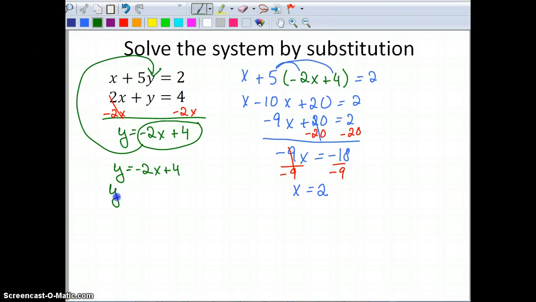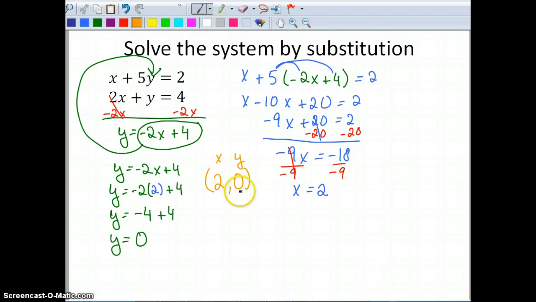Plug in 2 for x, so y is equal to negative 2 times 2 plus 4. y is equal to negative 4 plus 4. So y is equal to 0. Is it okay to have 0 for an answer? Absolutely. So my solution appears to be the point (2, 0). Remember, your x value always goes first, your y value goes second. So when x is 2, y is 0 when you're talking about this system.